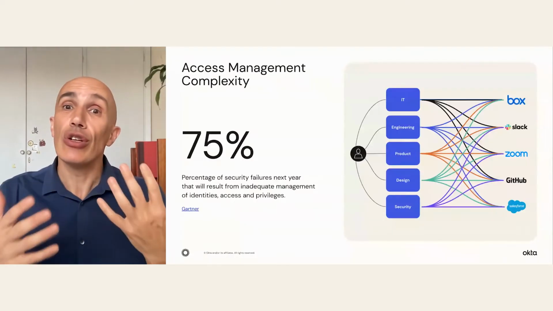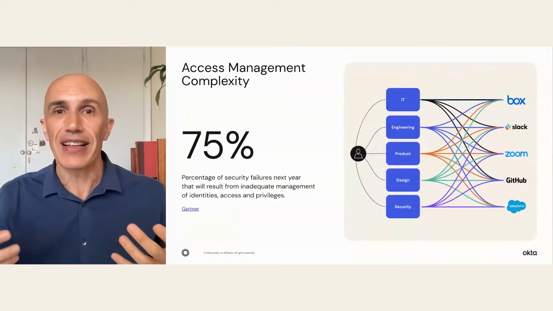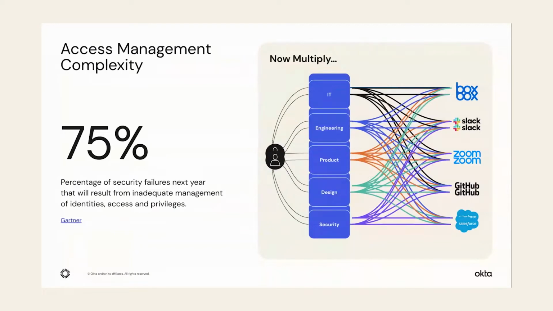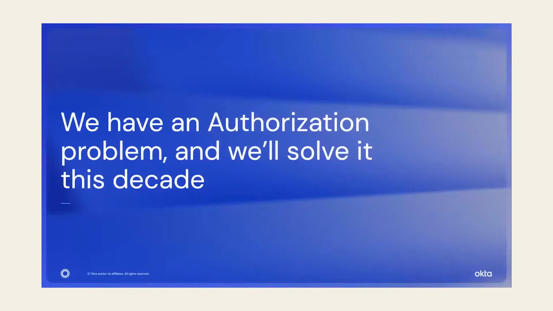As the number of applications employees need to access increases, it also increases the complexity for handling access management. If the chart looks complex, try to extrapolate it to 2,000 employees and 187 applications. It becomes quite hard to manage. Today, we'll get deeper into the authorization problems we have and how we can solve them.